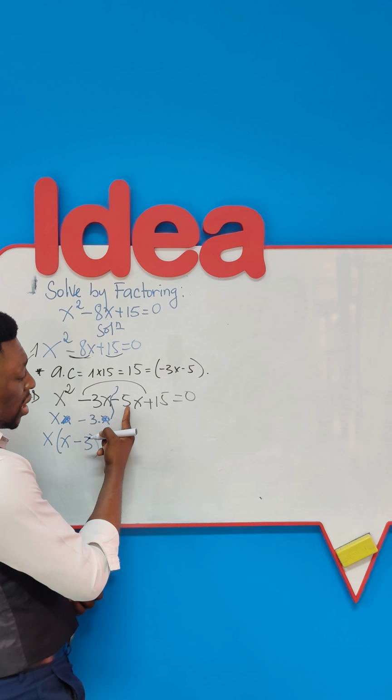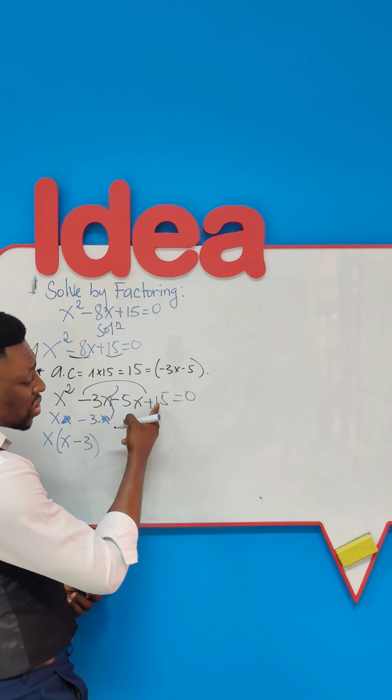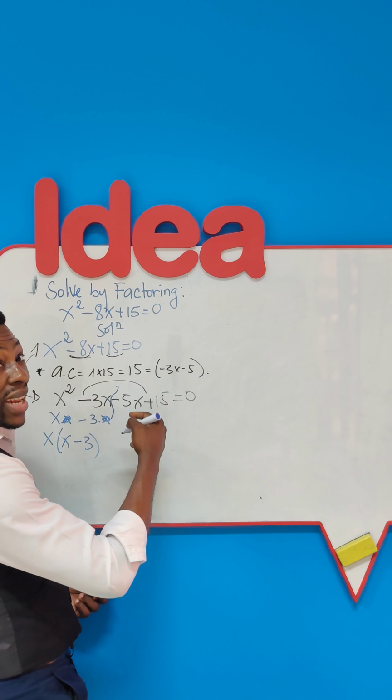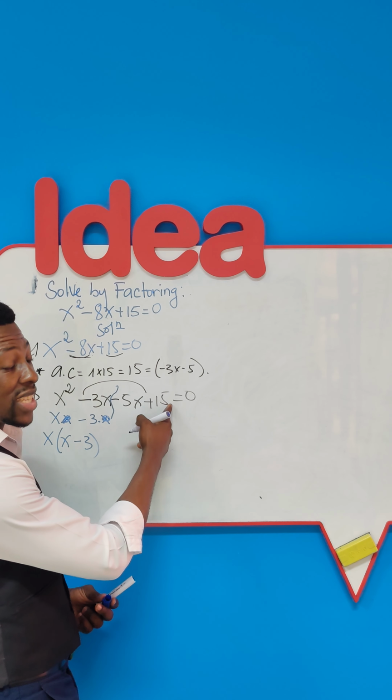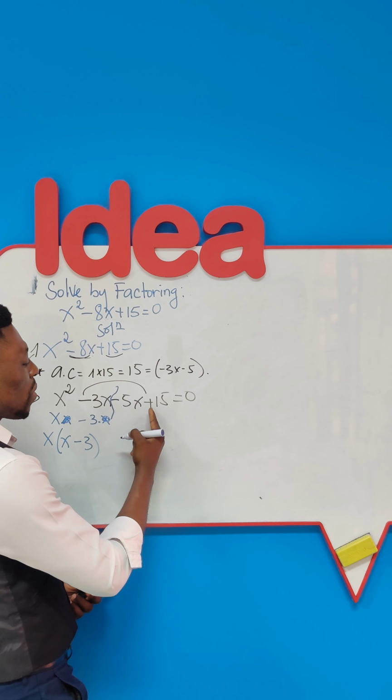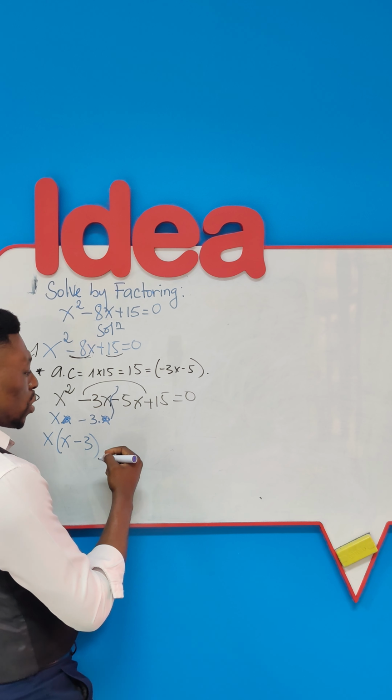Look at this. This is 5, and then this is 15. In 15, we can find 5. On the other hand, this is x. There is no x here. So the only thing we have here in common is a certain 5. So watch how we're going to do it.